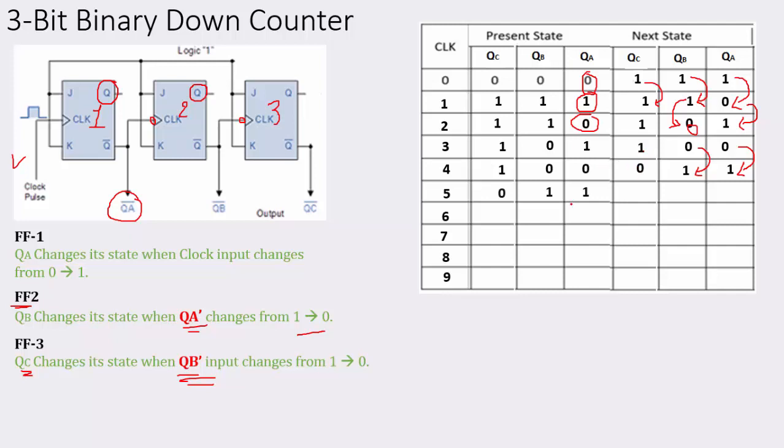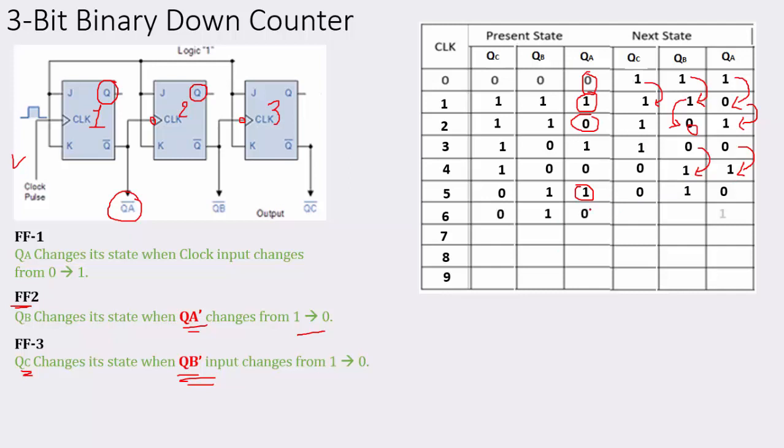This will be the present state now. This value will change to 0. Why does this value always change? Because J and K are connected to logic 1. So what might be the present state? It will change to the next state. So this changes from 1 to 0. So your QA bar has not changed. Okay, so these two both remain the same.